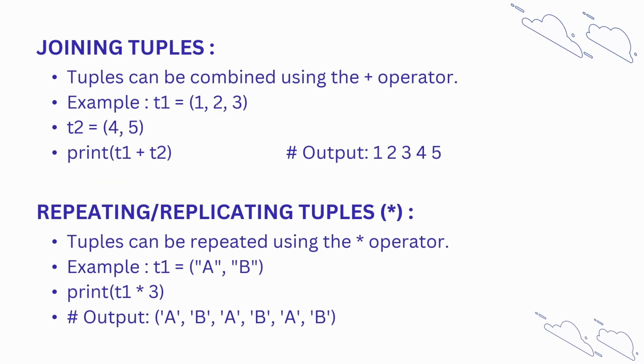Joining means combining tuples using the plus operator. So if we have a tuple T1 as 1, 2, 3, and T2 as 4 and 5, and we say T1 plus T2, we get the output 1, 2, 3, 4, 5 because it joins them.